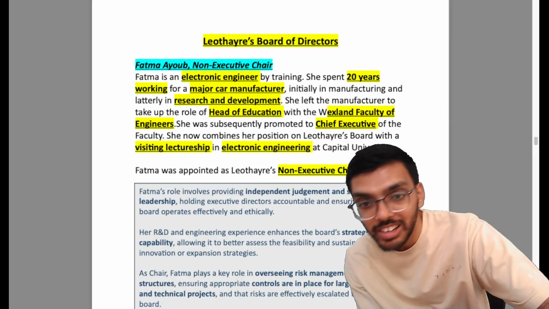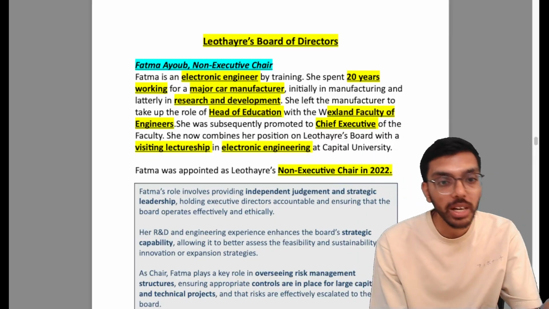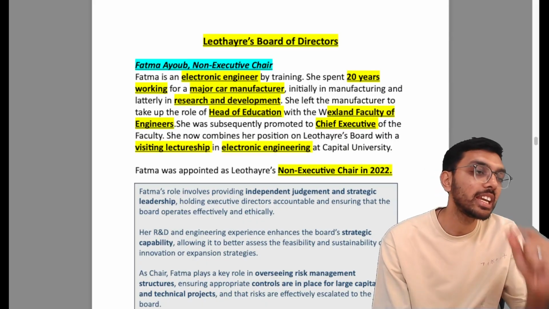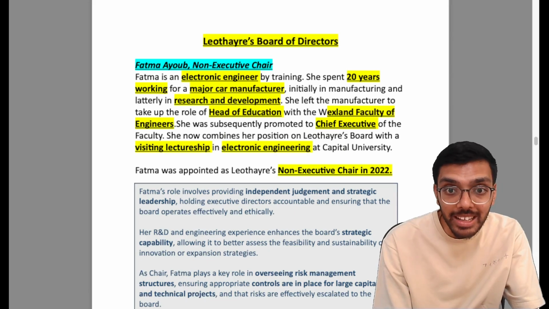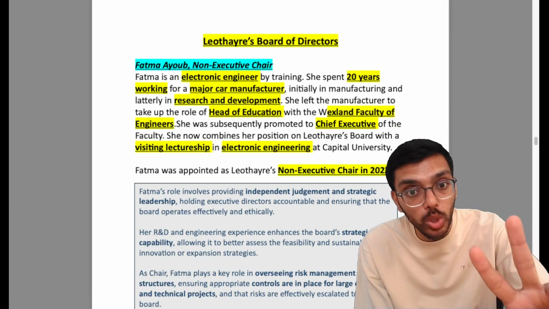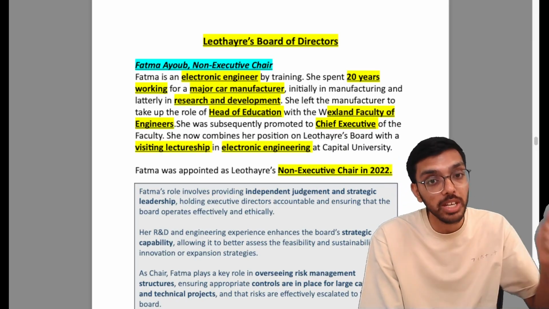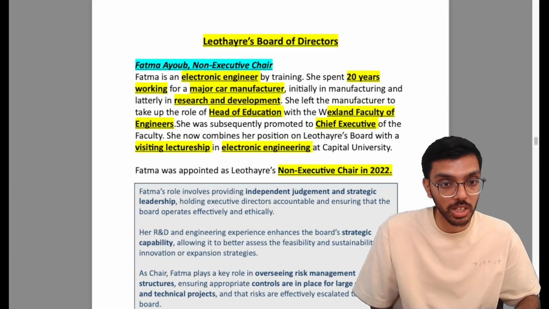She was appointed relatively recently in 2022, but her competency is going to be related to manufacturing, to engineering, because she has that background, which can obviously be used in research and development as well. Both are key for my company. Manufacturing is my core competence. Research, innovation is my core competence.